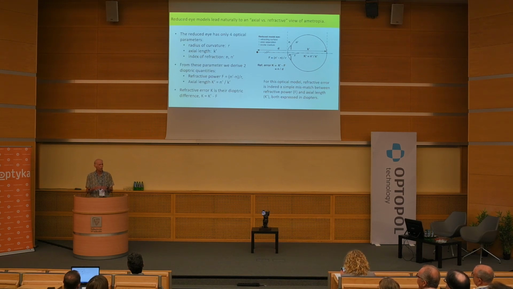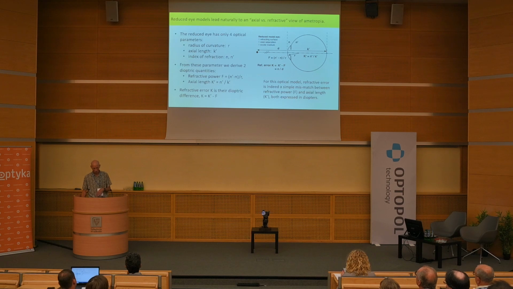And from those 4 parameters, you can calculate the refractive power of that refracting surface, the change in refractive index divided by the radius of curvature. And you can also determine the dioptric length of the eye by taking the physical length, the distance between the refracting surface and the retina, and putting that in the denominator. So it's the refractive index divided by that distance, and now you know the dioptric length of the eye. And refractive error is simply the difference between those two quantities, between the refractive power of that surface and the dioptric length of the eye.